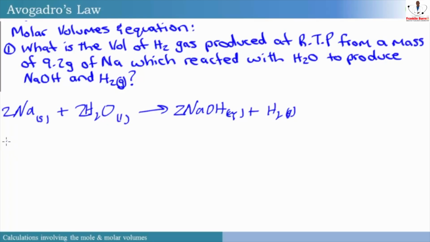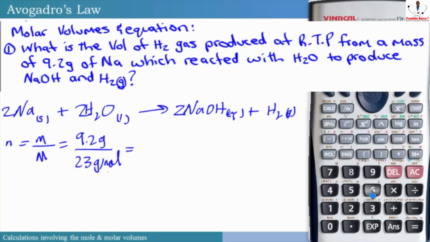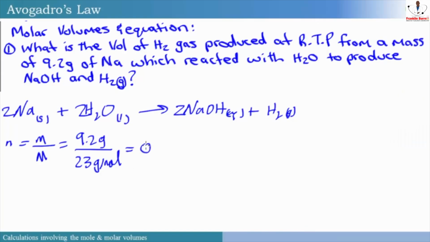And so we're going to say moles equal mass over molar mass. And we know that the mass is 9.2 grams over the molar mass of 23 grams per mole. Again, 9.2 divided by 23 is equal to 0.4 moles. So now we know the moles of sodium.